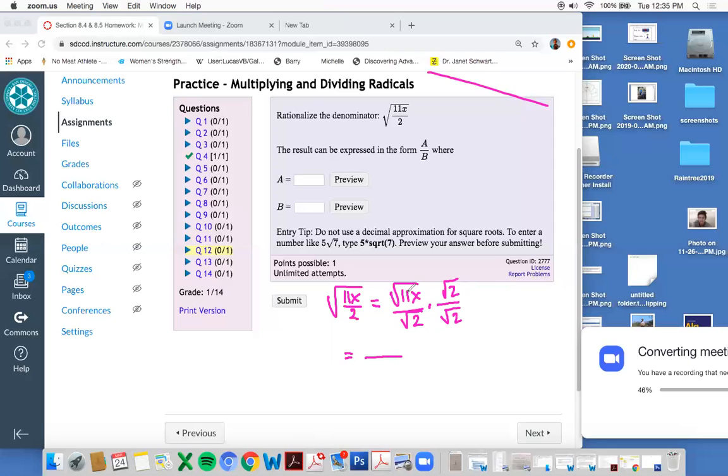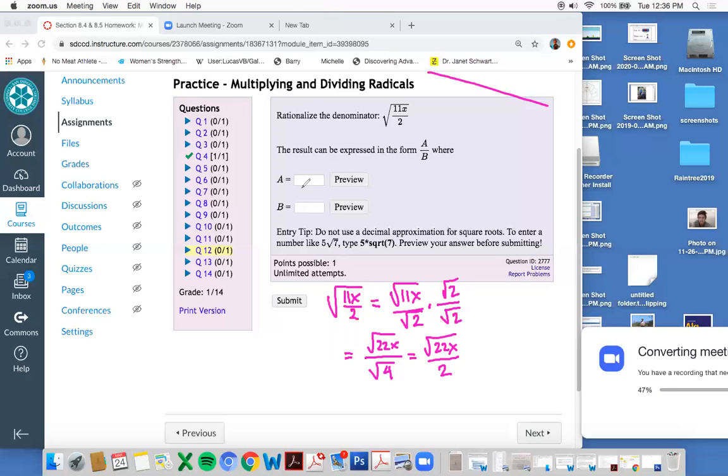So these, because both of these are under the square root, they're going to multiply together. So we have square root of 22x. And this one, I have square root of 2 times square root of 2, square root of 4. And then we have square root of 22x, and then square root of 4 is 2. Okay? So that's the answer.